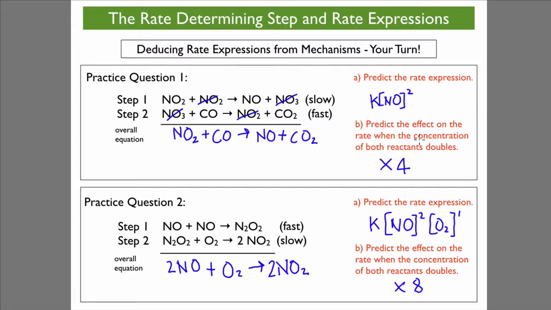Predict the effect on the rate when the concentration of both reactants doubles. So if we double carbon monoxide, nothing happens because it's not part of the rate expression, because it's not part of the slow step. However, there's 2 nitrogen dioxides in the slow step. So if we change 1 here to 2, we get 2 squared, 4. So the rate will be times 4 if you double the concentrations.